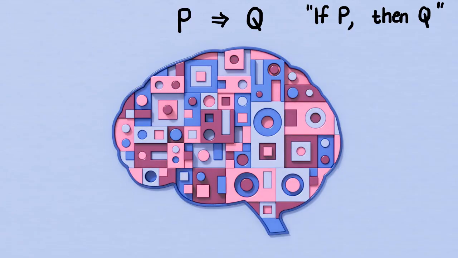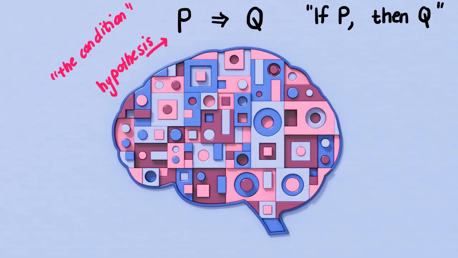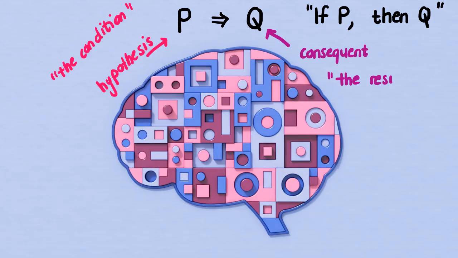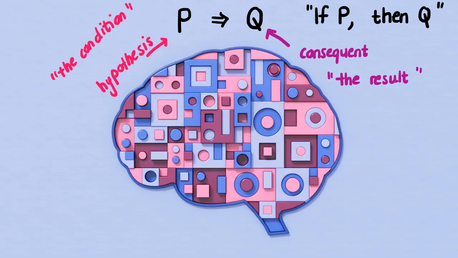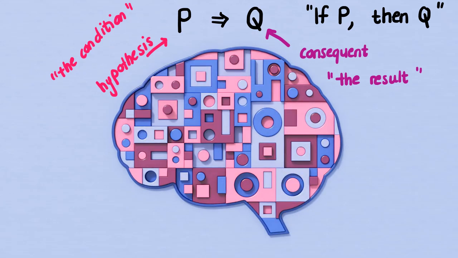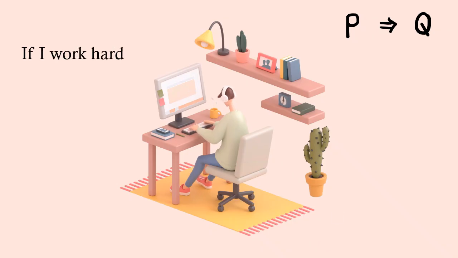Now, P is what we call the hypothesis of the implication. This is the condition that needs to be met, the if part. And Q is what we call the consequent, or the result if the condition P is satisfied. One of the examples that we use very often to show an implication, like P implies Q, is this one. If I work really hard, then the result will be that I get good grades.